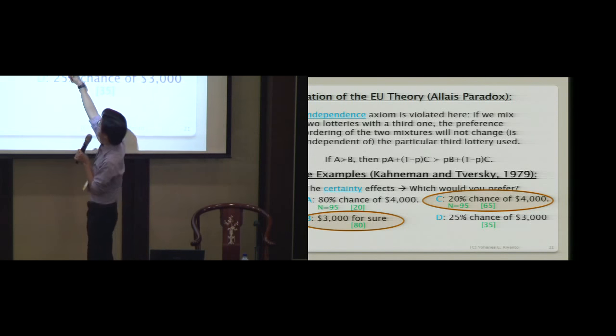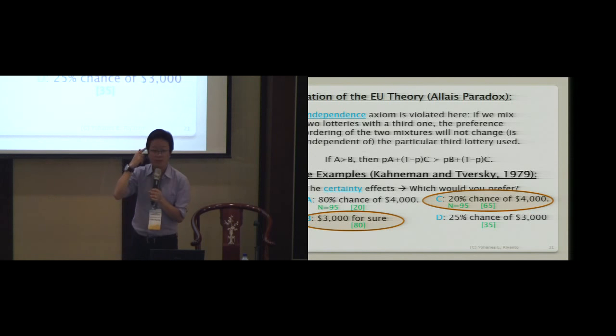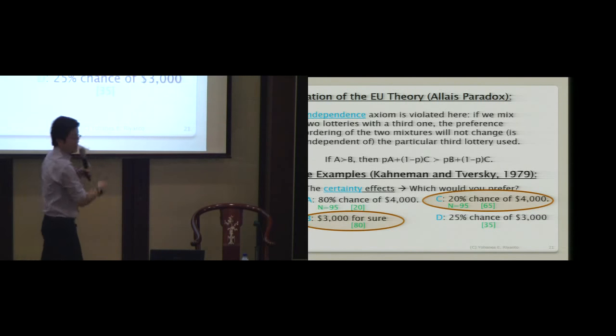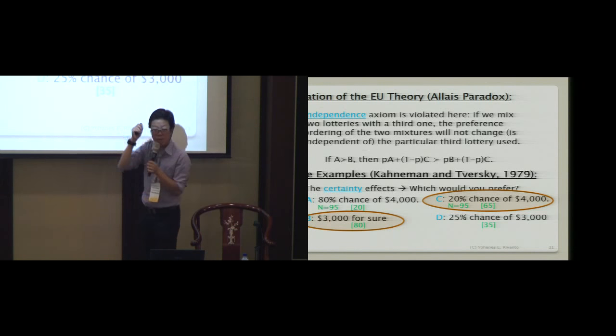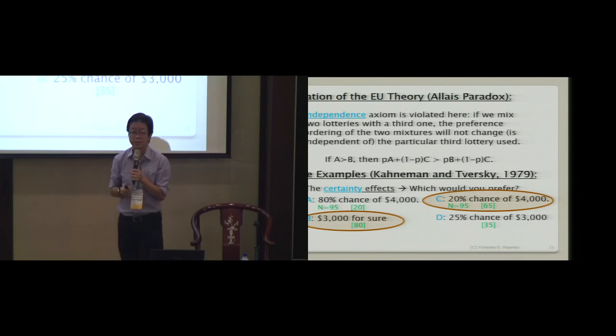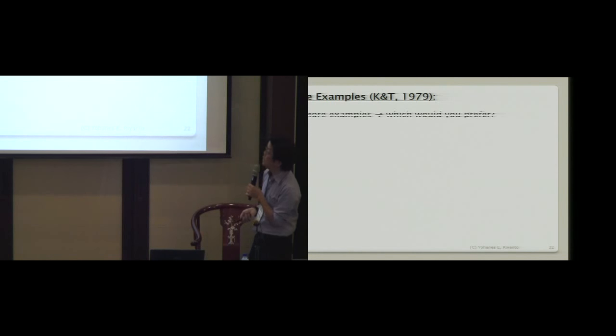Here, 20% and 25%, they don't really look different or sound different to you. So here, you focus more on the difference in probability. 100% and 80%, that's big. Here, you don't focus on the difference between 20% and 25%. You focus on the amount of money, 4,000 and 3,000. 4,000 is more than 3,000. 20% is not really that different from 25%. Okay? So that's violations and some more.